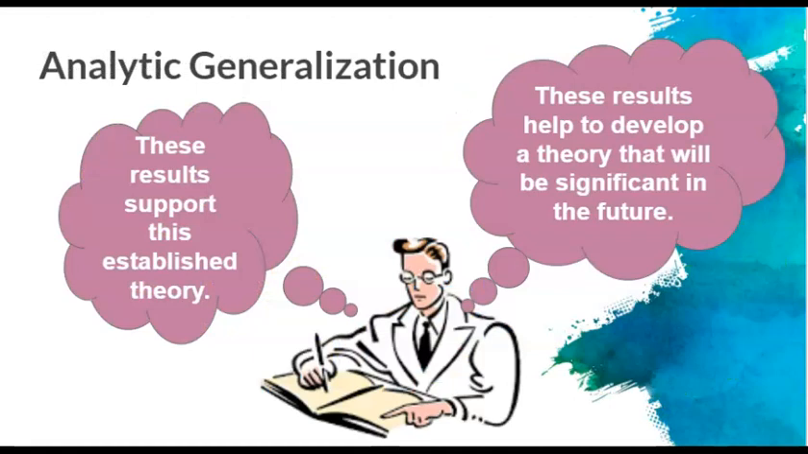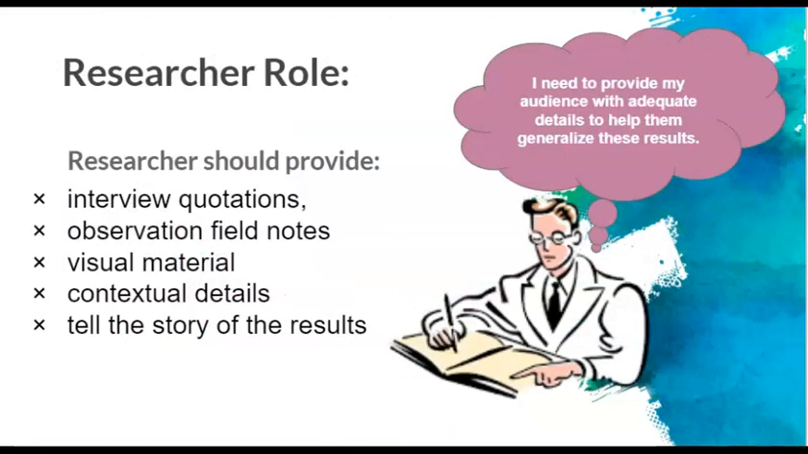Or another kind of generalization is analytic generalization, where we look at this and we say, oh, these results support a theory that's already established, or these results help to develop a theory that will be significant in the future. So here, because of this research, this theory emerged. Now I can use this theory and I can do other kinds of studies that might be qualitative or quantitative. And so I'm going to generalize it to future studies. So that's called analytic generalization.